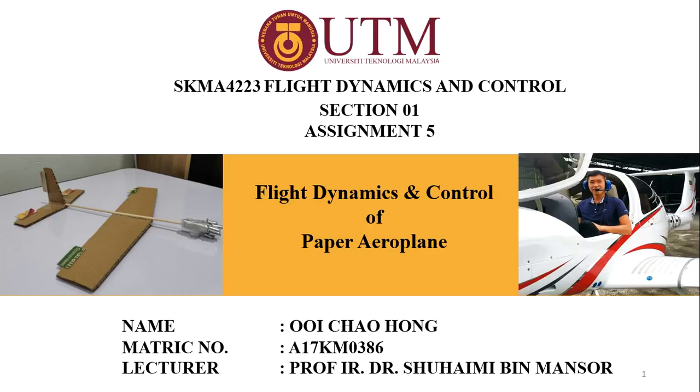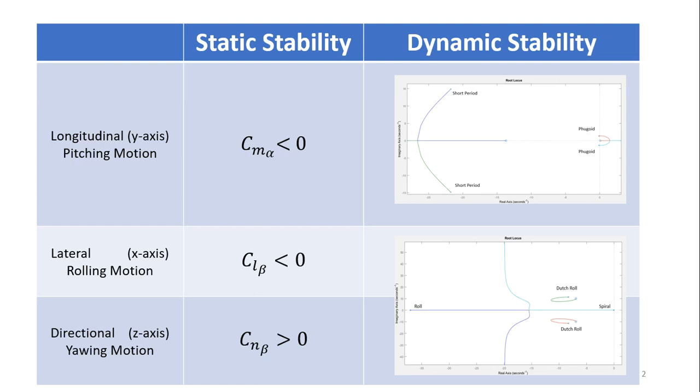I would like to share about the flight dynamics and control of a paper aeroplane that all of us can make at home. Before we go deeper, what is static stability and what is dynamic stability? Static stability is the tendency of an aircraft to return to its equilibrium state after a disturbance, while dynamic stability is concerned with the time history of the aircraft motion after being disturbed from its initial equilibrium condition.